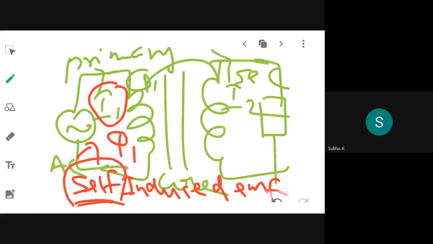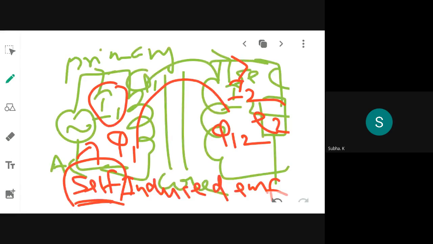Self-induced EMF. Now the flux is partially linking with the secondary coil. Let phi 1 2 be the flux linking the secondary coil, because of which the current is I2 and it will generate E2. This E2 is called mutually induced EMF. So you understood the difference between mutual and self-induced EMF?